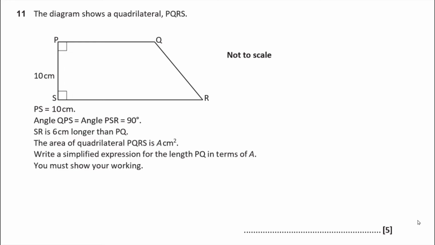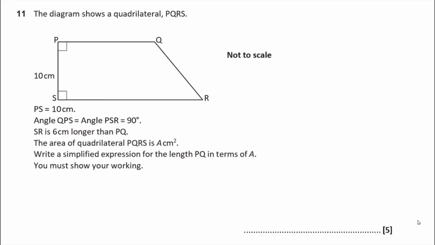Yes, it does. PS is 10. That's already on the diagram. Look. Angle QPS equals angle PSR is equal to 90. That's already on the diagram as well. SR is equal to 6 centimeters longer than PQ. That isn't on the diagram, is it? So we don't know how long PQ is, but I know that SR is 6 longer than it.